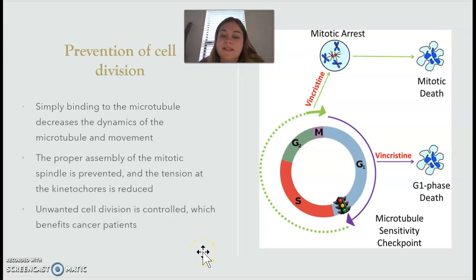So unwanted cell division thus is controlled, which benefits cancer patients, because then these cancerous cells are not continuing to grow and multiply.